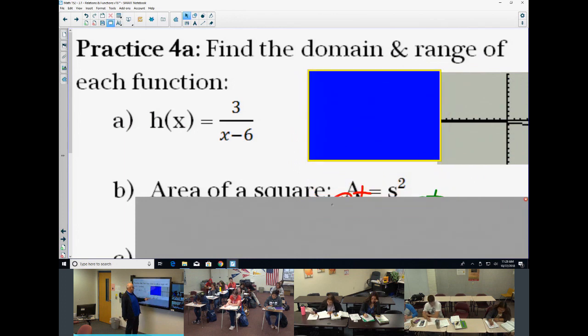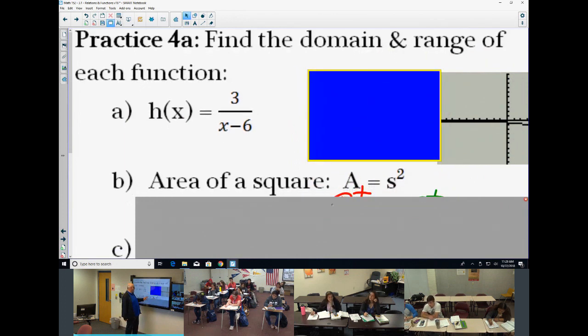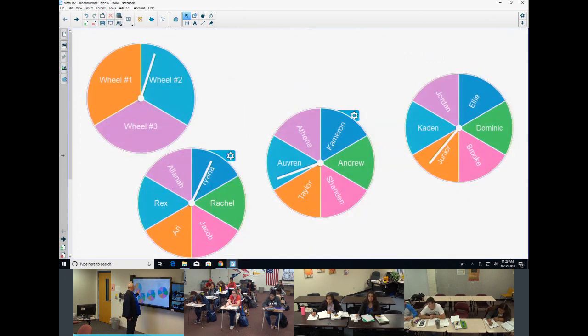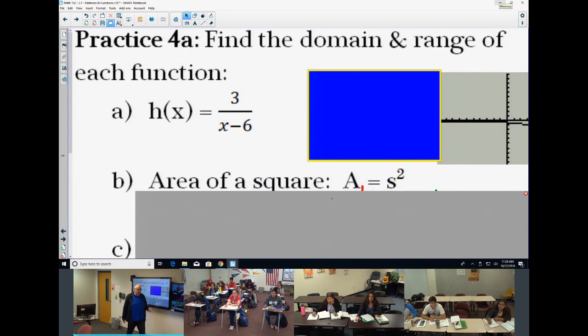Okay, so it says the area of a square, the formula is A equals s squared. So what can we plug in for s? Go ahead. If somebody knows, just say it. All real numbers. All real numbers except 0. Well, you can't have a side of length 0. What else can you not have? A negative. You can't have negatives. So you could say all positive real numbers.